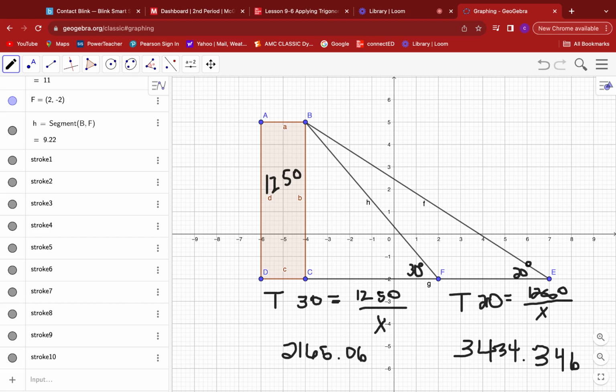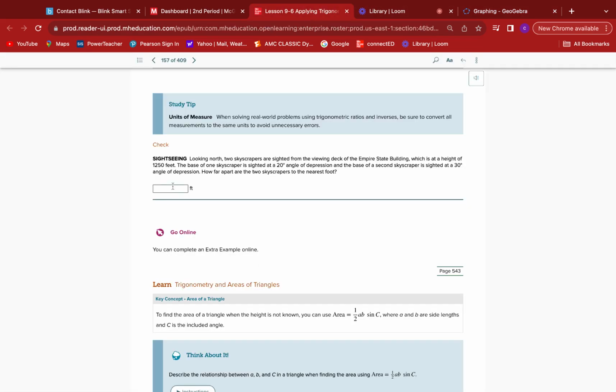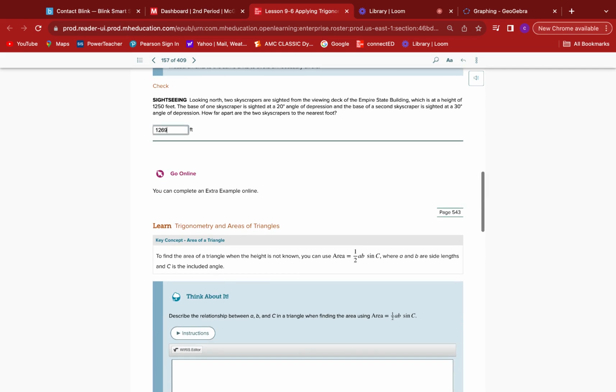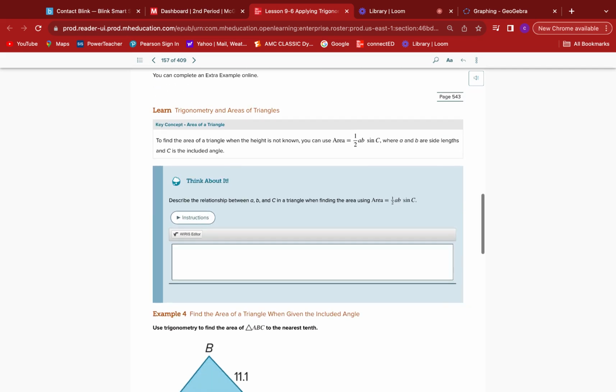So take those two numbers. Let's see if I can grab my calculator. Subtract that one. Come on, calculator. Don't fail me now. All right, so when I subtract them, I got 1,269.28. And it says round to the nearest foot. So that will be 1,269 feet, because the 0.2 does not make the 9 go up. All right, there it is. 1,269. Ooh, I am running out of time.